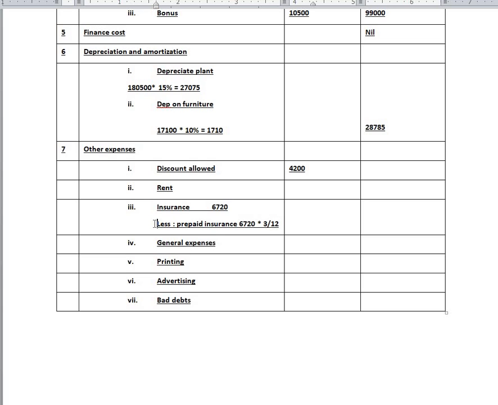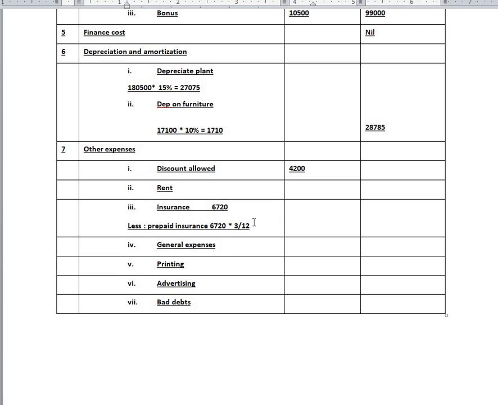So what is the answer you get? That amount will be taken here. 6,720 into 3 divided by 12, you will get 1680. Yes, 1680 will be the answer. So you're writing 1680. Now subtract it from 6720.